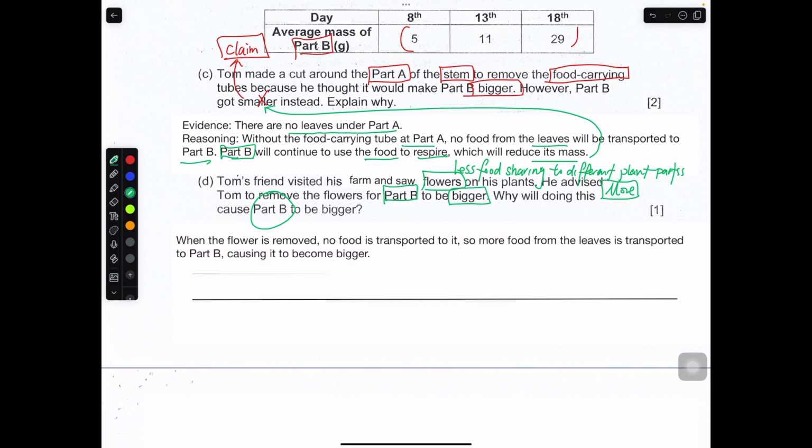So this is how you can write it. You can state the situation. When the flower is removed, no food is transported to it. It refers to the flower. Remove flower, no food, of course, will be transported to flower. So more, this part must be stated. More food from the leaf is transported to part B, so cause it to become bigger. So you link it back to the question.